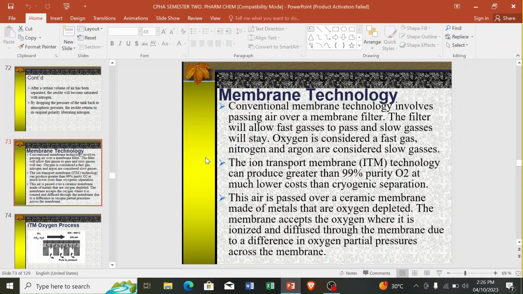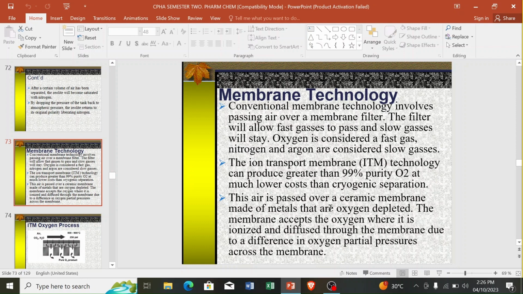The ion transport membrane technology can produce greater than 99% purity of oxygen. So we see that this method gives us 99%. The cryogenic method gives us 99.5% purity of oxygen, but at a much higher cost than the membrane. So you may find cryogenic may need us to inject a lot of money or a lot of time, but the membrane gives us oxygen at a lower cost. So someone would prefer to use the membrane technology instead.